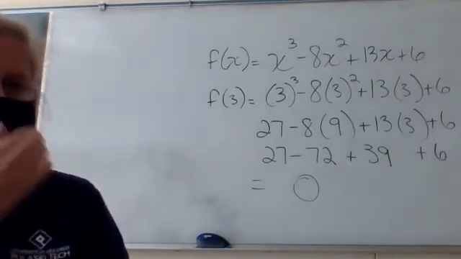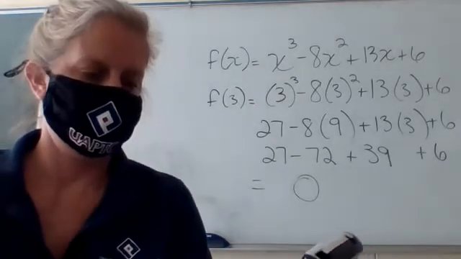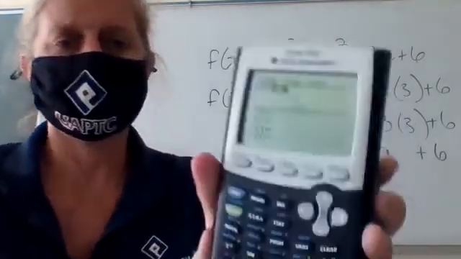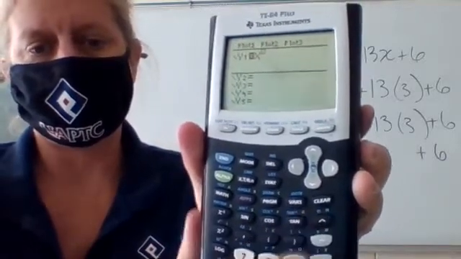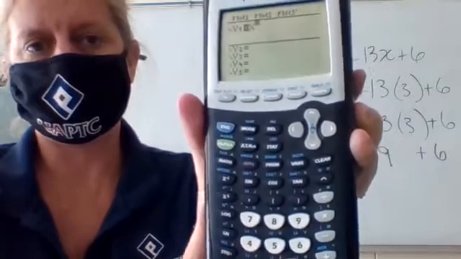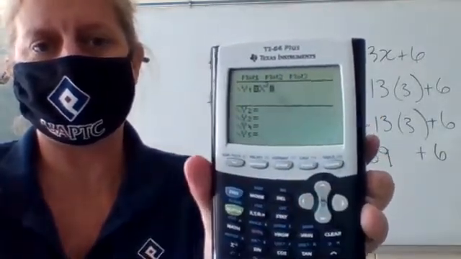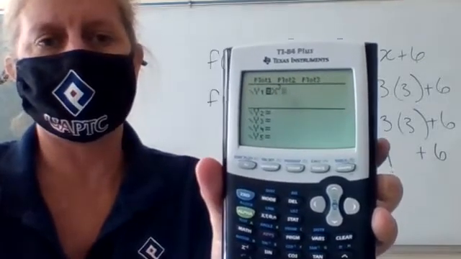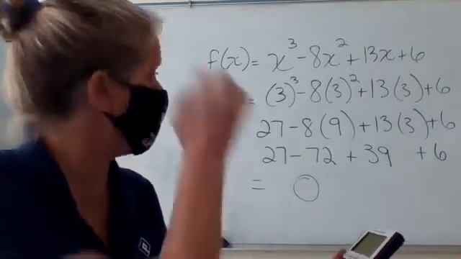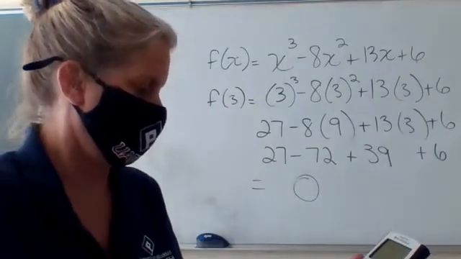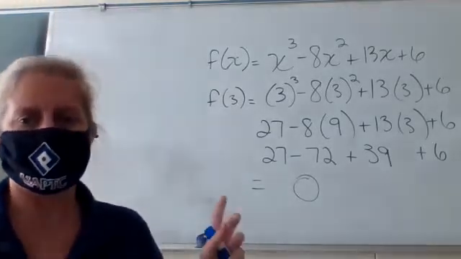Go to your y equals and type in that function, x to the 3rd. To get up into your exponent, since it's not squared, you need to hit this. x to the third. Now, look how your cursor is still up in the exponent, so hit your right arrow to get out of it. X to the third minus 8x squared plus 13x plus 6.